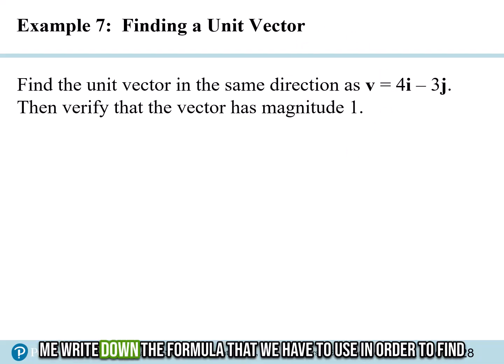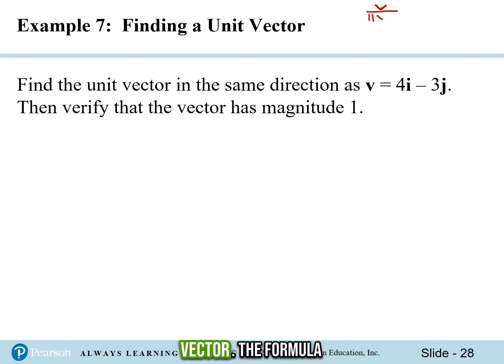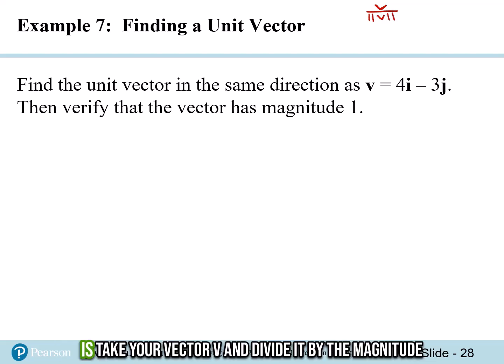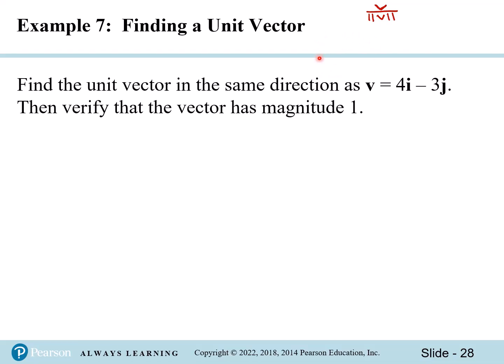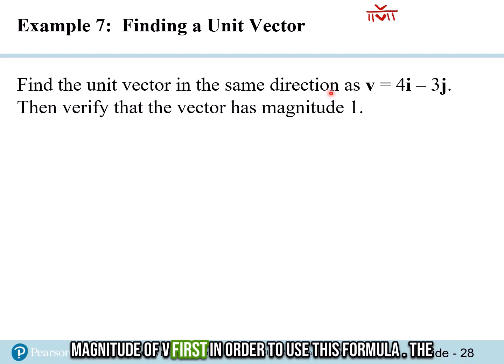Now let me write down the formula that we have to use in order to find the unit vector in the same direction as the given non-zero vector. The formula is take your vector v and divide it by the magnitude of itself, the magnitude of vector v in other words. All right. Now we have to find the magnitude of v first in order to use this formula.